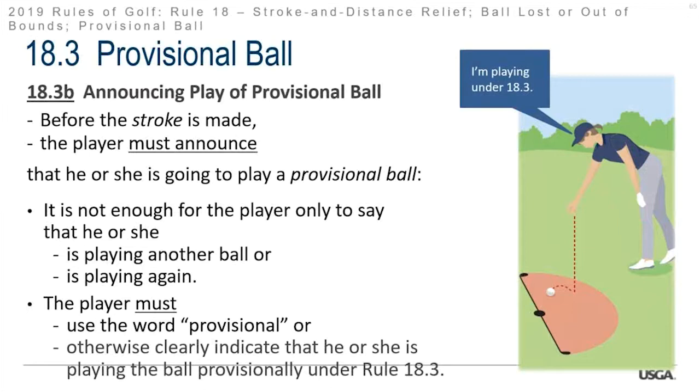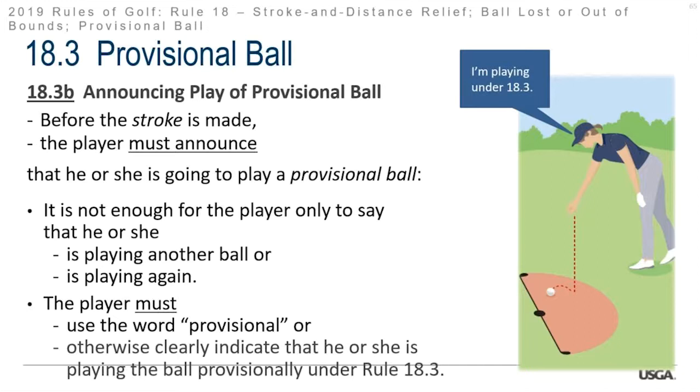First of all, before the stroke is made, the player must announce, this is the way it's always been, that he or she is going to play a provisional ball. However, that's the wording of this rule. There's nothing in there that says must announce to your opponent or to another player. It just says you must announce it, so somebody just has to hear it. Your caddy, your partner, a spectator, anybody. Or if your fellow group is all the way up there, you could say, hey guys, I'm going to hit a provisional. Just some sort of announcement that you are going to hit a provisional is fine.